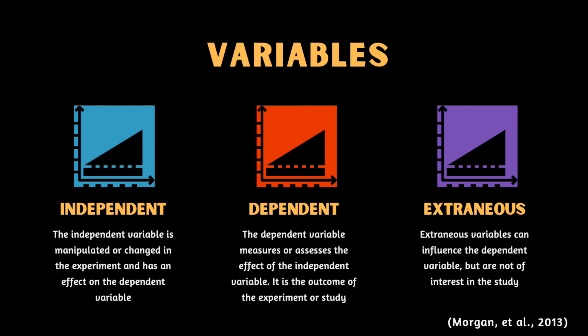Now it's time to move on to variables. There are three types of variables that we can use: the independent variable, the dependent variable, and extraneous variables. Independent variables are manipulated or changed in the experiment, and they have an effect on the dependent variable. Dependent variables measure or assess the effect of the independent variable. It is the outcome of the experiment or study. Extraneous variables can influence the dependent variable. However, they are not of interest in the study.